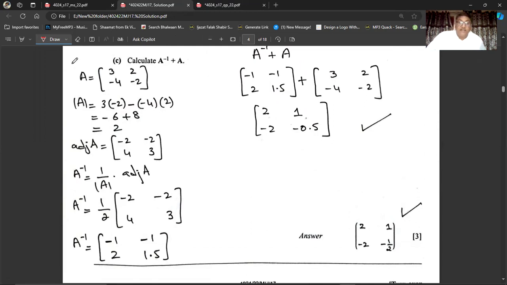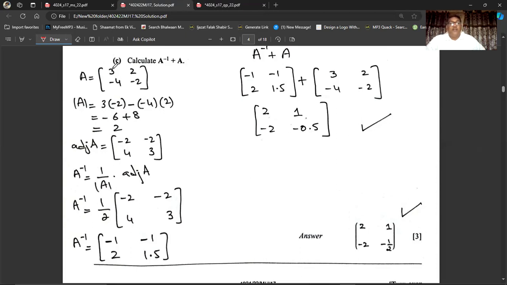First of all, I will find A determinant. So this will multiply with this, then minus multiply this with this, multiply this with this, okay? So 3 multiply minus 2 is 6, minus, and minus 4 multiply 2, that minus will become plus. So 4 2s are 8. Minus 6 plus 8 is 2. So the A determinant is 2. Then I will find the adjoint of A.